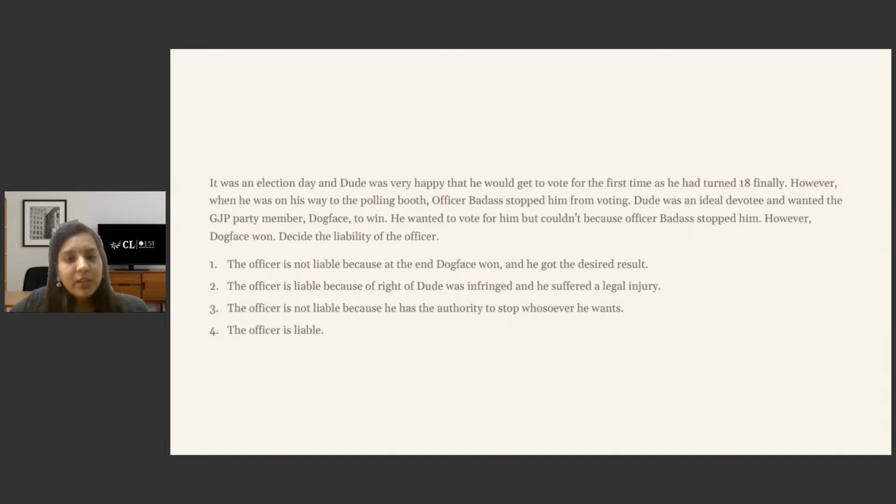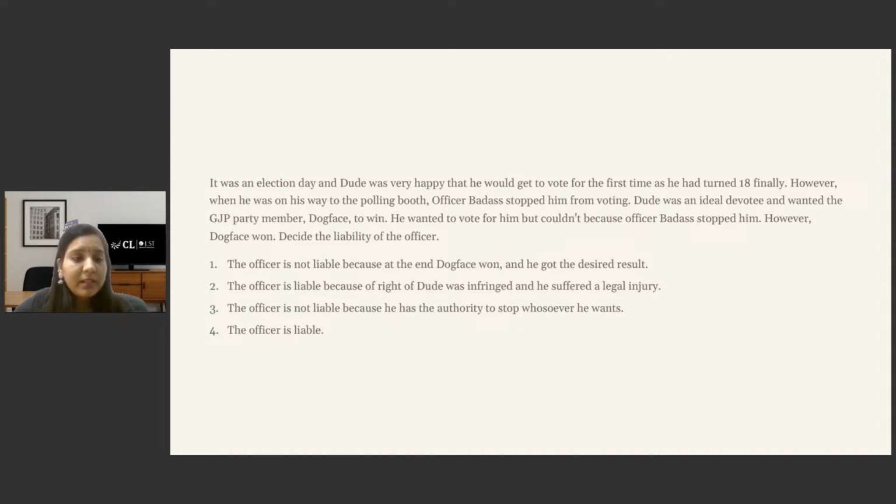It was election day and Dude was very happy that he would get to vote for the first time. He had turned 18 finally. However, when he was on the way to the polling booth, Officer Badis stopped him from voting. Dude was an ardent devotee and wanted the GJP party member, Dogface, to win. He wanted to vote for him but couldn't because Officer Badis stopped him. However, Dogface won. Decide the liability of the officer.